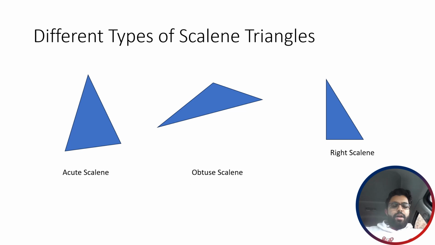So here we go. Now we've got three different types of scalene triangles. So in this first one, we've got three different sides that are three different lengths, like so. So I could put in different tick marks, right? Different numbers of tick marks. In the second one, same thing. We've got three sides of three different lengths.